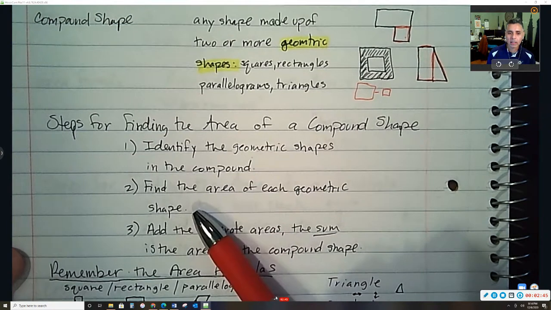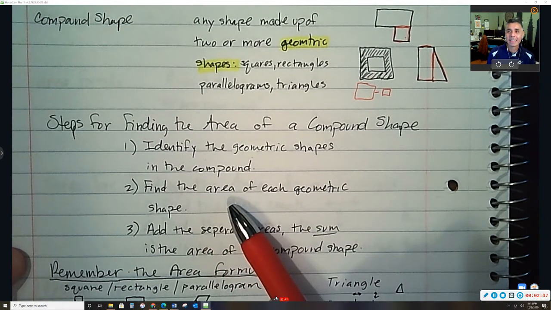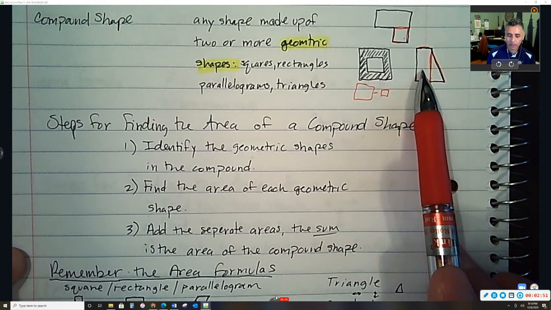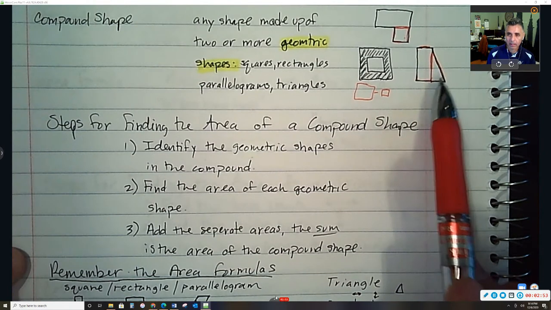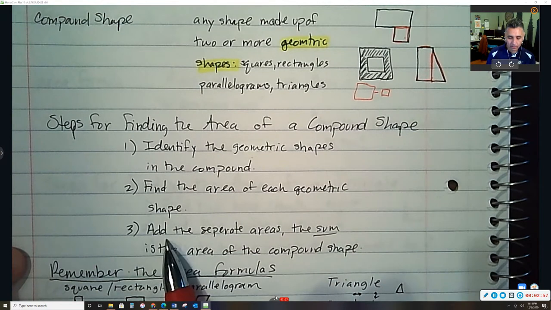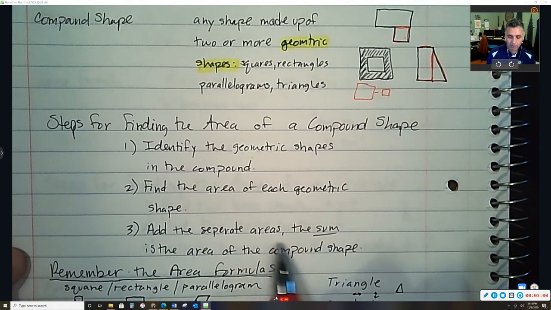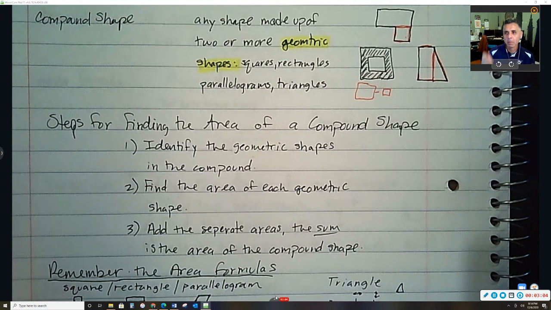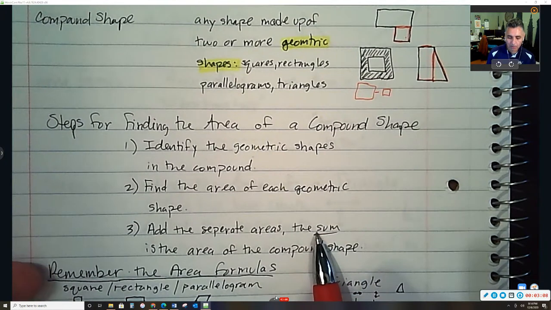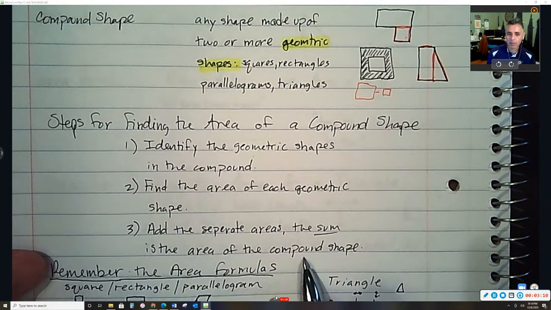And then the second thing you want to do is find the area of each of the shapes. So let's say I wanted to find the area of that one, the rectangle, and then find the area of this one. Okay, and then the last thing we do is add the separate areas. The sum is the area of the compound shape. The sum is just what you get when you add them all up. Okay, so once you add them all up, that's the area of the compound shape.